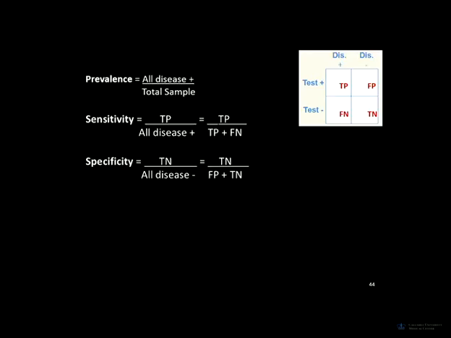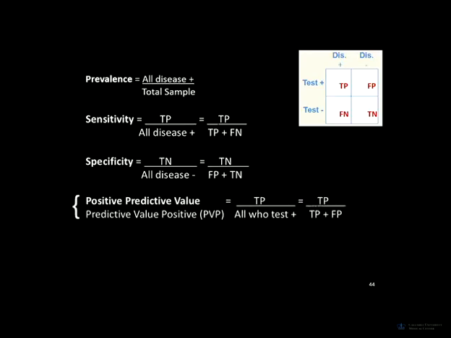For specificity, it's true negatives divided by the denominator of all people without the disease. Positive predictive value is different because now the denominator is all people with a positive test, and it's the true positives in the numerator. And negative predictive value is true negatives over all who test negative.